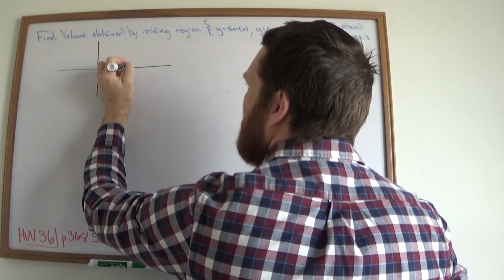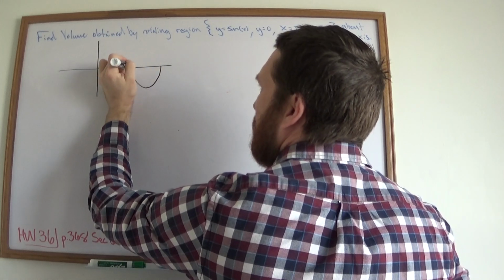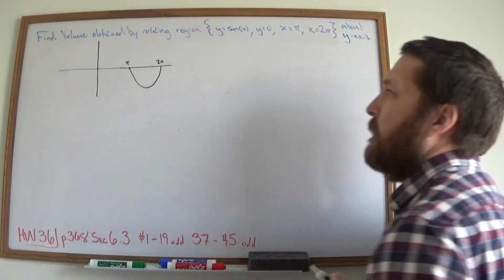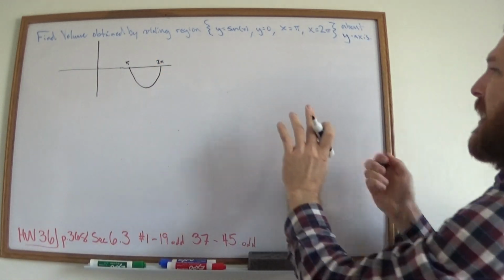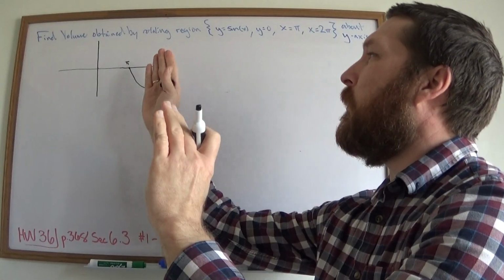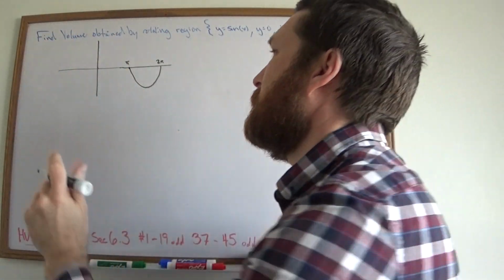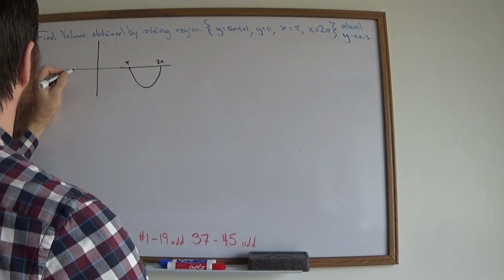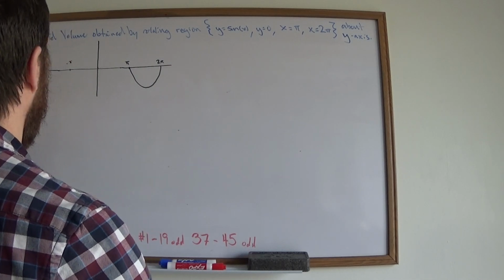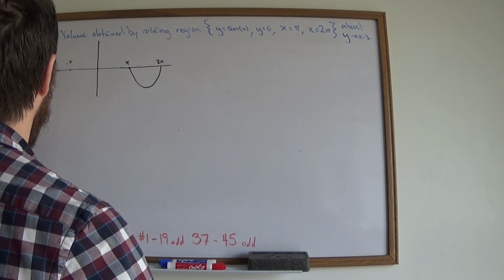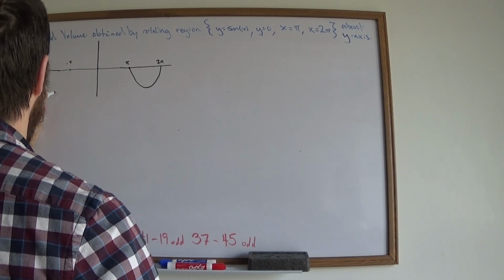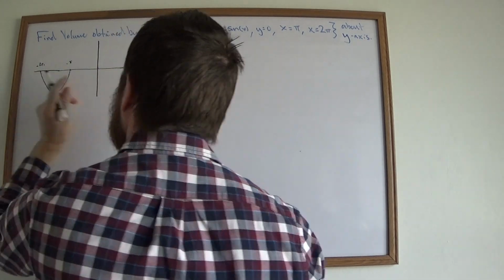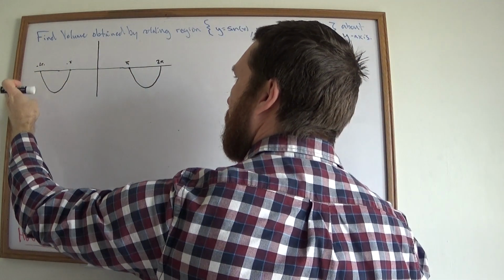So it comes up, comes down, and this is the thing that we're doing. So this is the region as defined, right there. And now we're rotating it about the y-axis this way. Okay, so this is the thing that we want. It goes down to negative pi, negative 2 pi. It goes down to here, like that. So we're rotating this thing around like that.